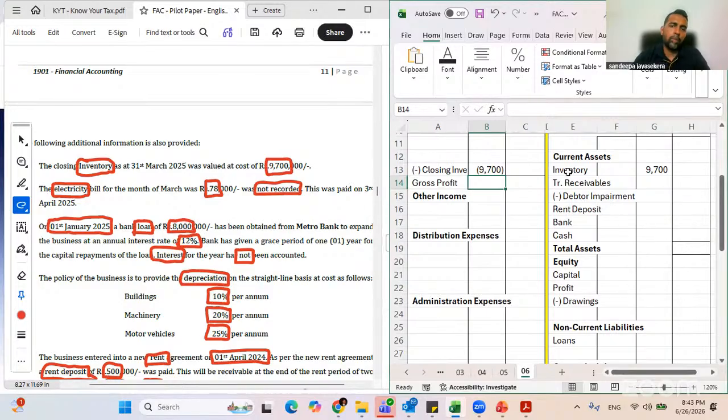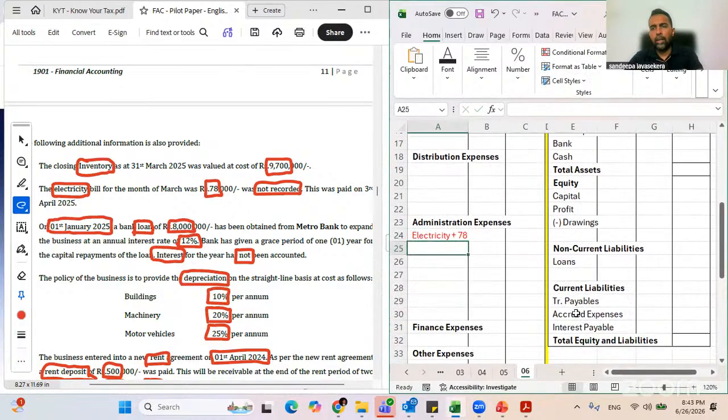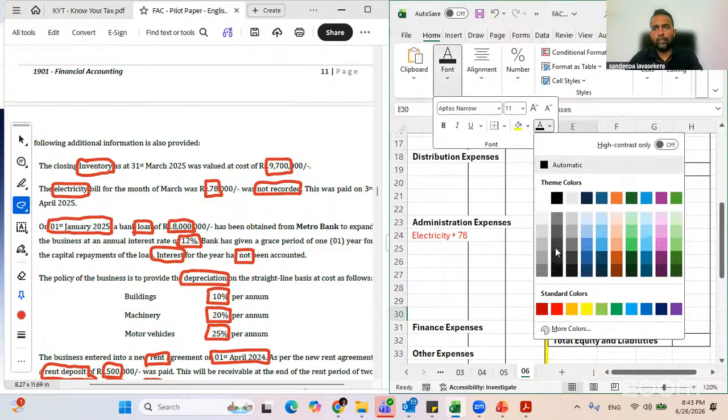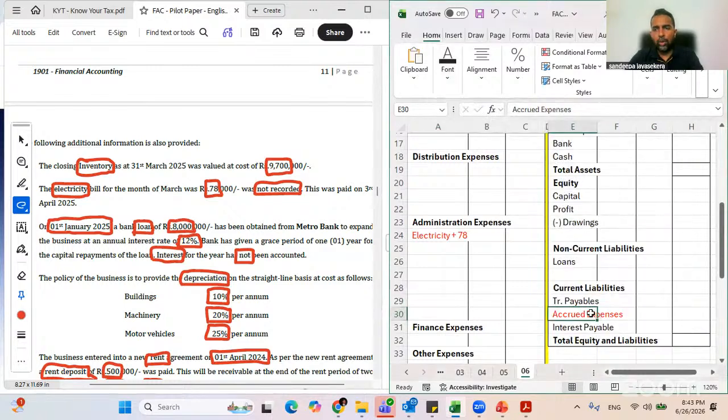Electricity 78 has not been recorded. Yes. So whether you have paid or not, we don't care. We have to account for it now. So electricity is an expense you have consumed. So for electricity, we have to add 78. And we are going to add the same here to the accrued. One side the expense goes up, other side the accrued goes up. Expense debit, accrued liability credit.